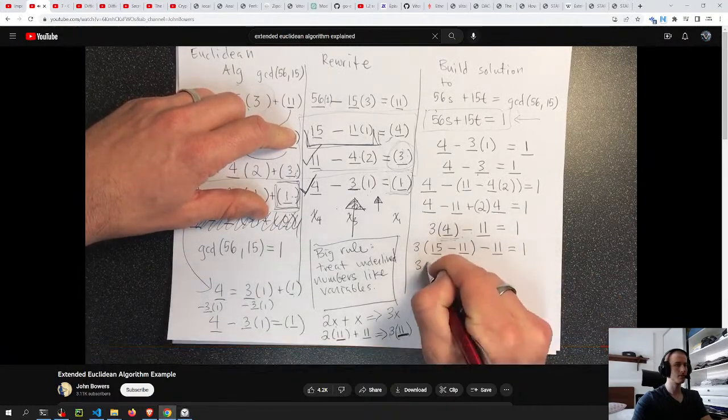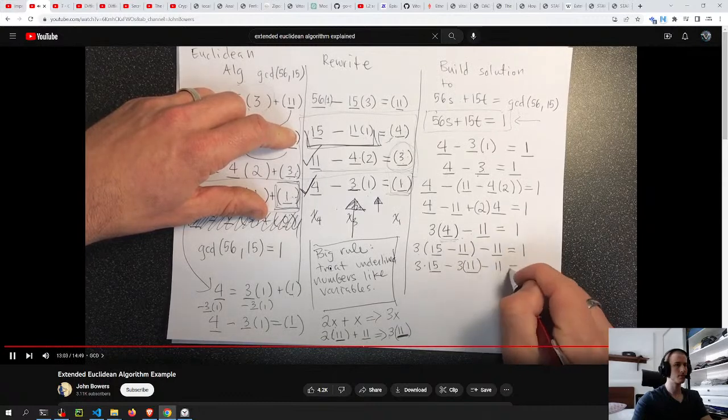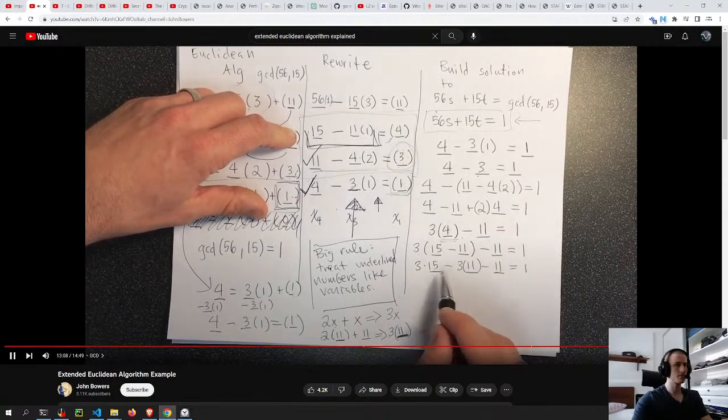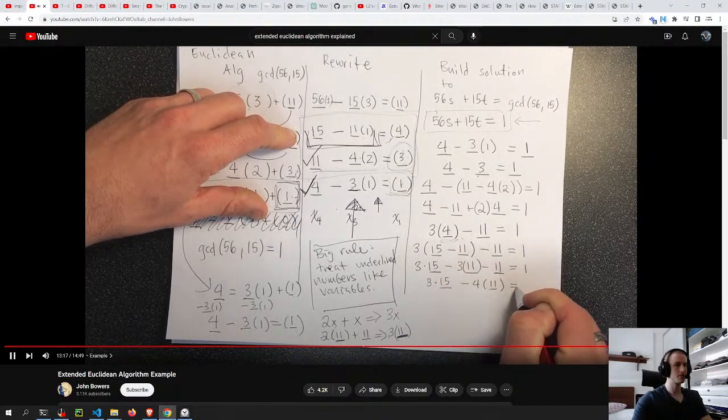Multiply the 3 through, so this means I have 3 15s minus 3 11s minus another, we might want to put parentheses there, minus another 11 that is equal to 1. And so what do I have? I have 3 15s minus 3 11s minus 1 11, that's minus 4 11s. So let's simplify: 3 15s minus 4 11s is equal to 1.